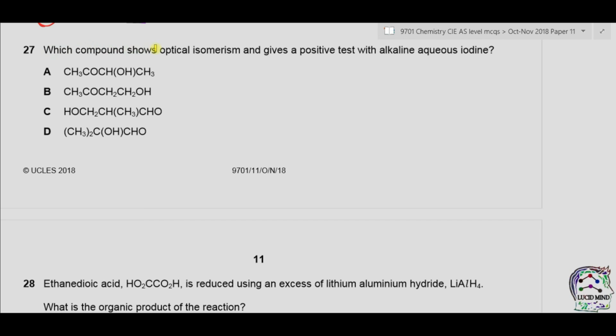Question 27. Which compound shows optical isomerism and gives a positive test with alkaline aqueous iodine? Optical isomerism is shown by those compounds that have a chiral carbon. A chiral carbon is one that is attached to 4 different atoms or groups, and alkaline aqueous iodine gives a positive result only with those compounds that have CH3 attached to the OH carbon or CH3 attached to the carbonyl carbon. Let's find out the chiral carbon.